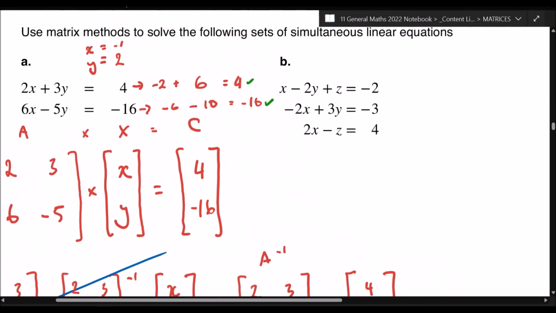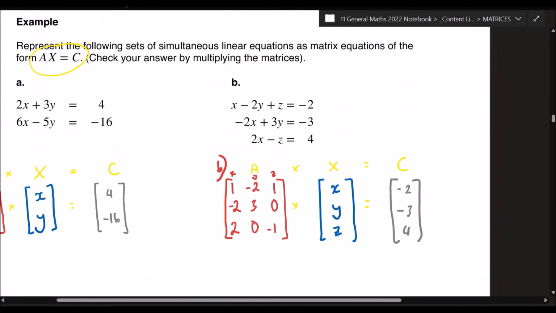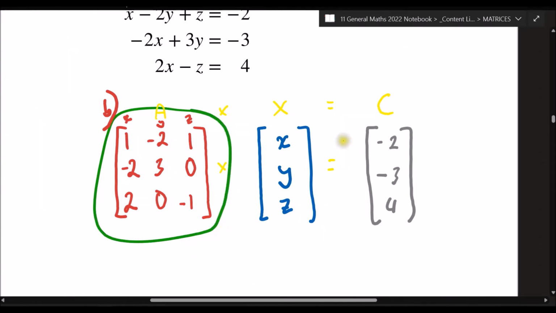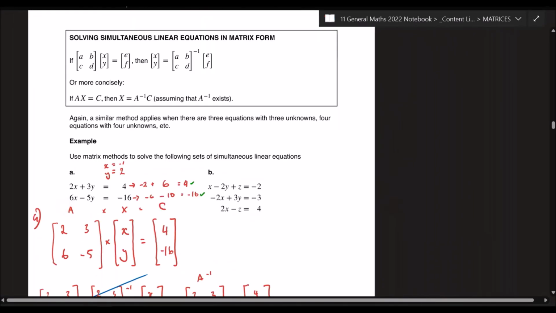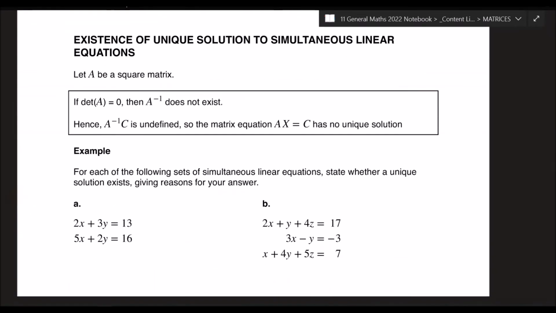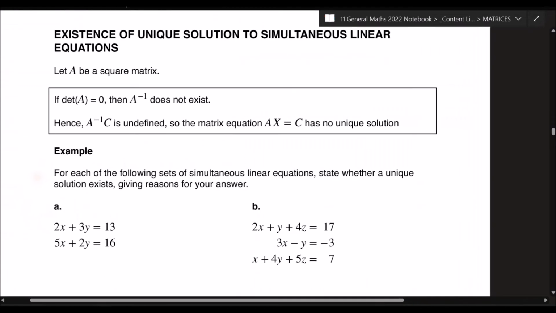Now, I won't go through B, as it's the same exact process. If we look back at what we did here, all you're doing is finding the inverse of this matrix and multiplying it, multiplying the inverse of A with this matrix, and that's all you're doing to find out what x, y, and z are. Maybe in the next lesson, we'll go through it together. Let's go through this, then we can take a break and you can start working, and then we'll continue for the rest of this session.